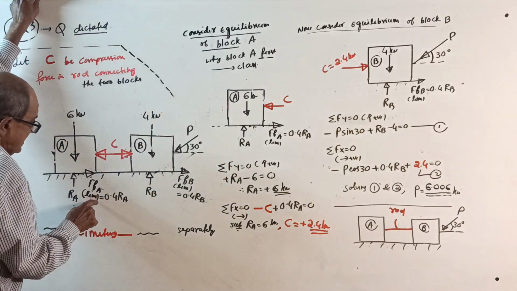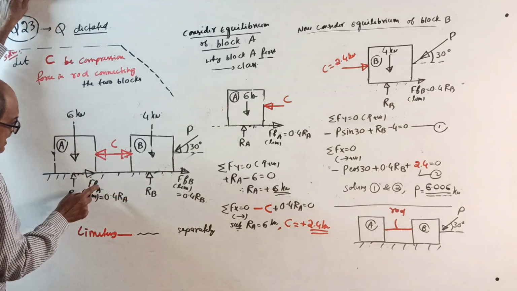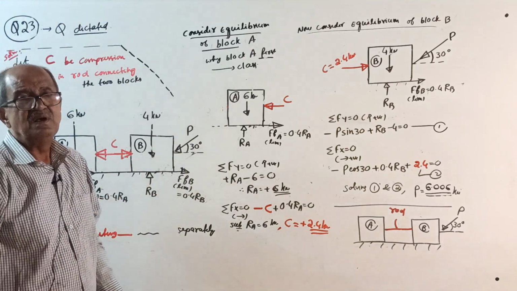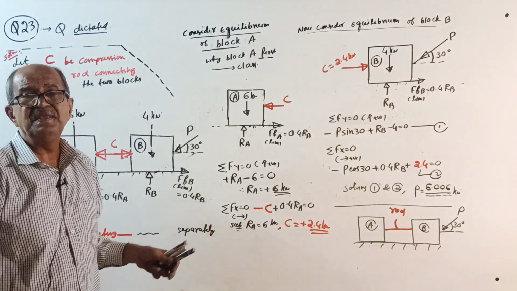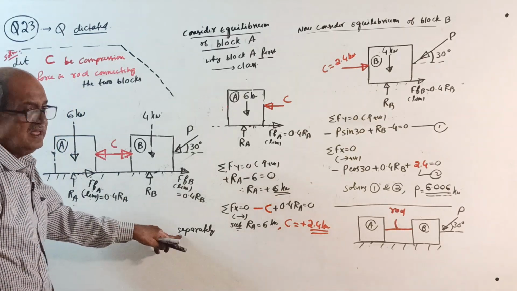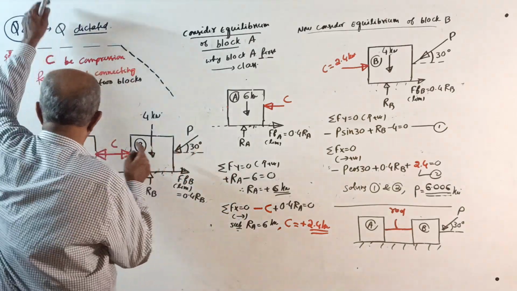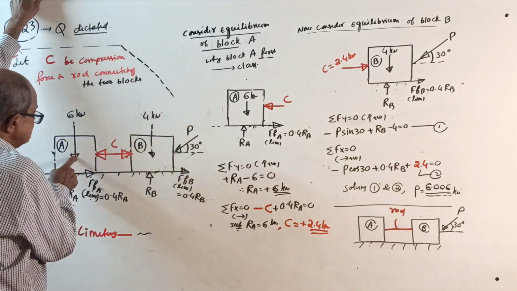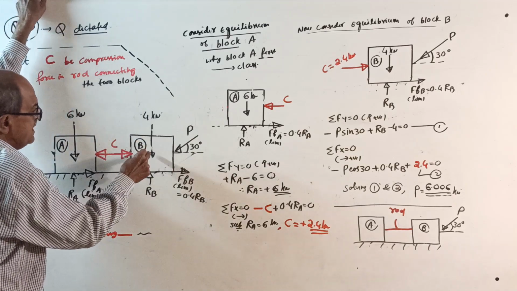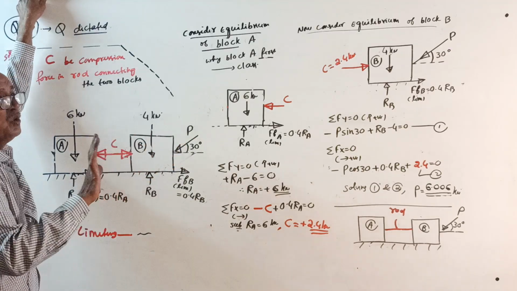How much? At A, limiting friction is 0.4 of RA, and at B, 0.4 of RB. Last time these numbers were different, but this time they are common. But RA, RB are different. Limiting case. Consider equilibrium of each block separately. Which one first? If I take A first, RA and C, two unknowns. If I take B, RB, C and P, three unknowns.